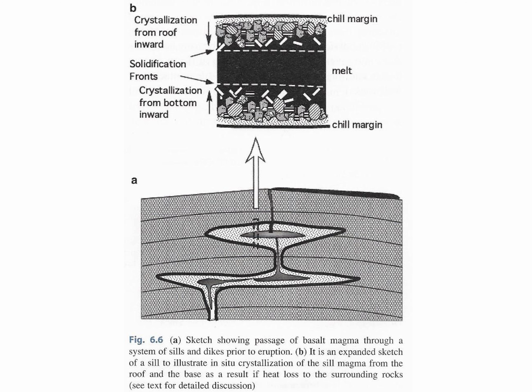Here again a nice diagram, which shows us at the top and at the bottom the chill margin. Then we have crystallization from the roof inward, that is here, in the magma chamber. Here we have the solidification fronts of both. Here in the middle we have melt, and here we have crystallization from the bottom inward.